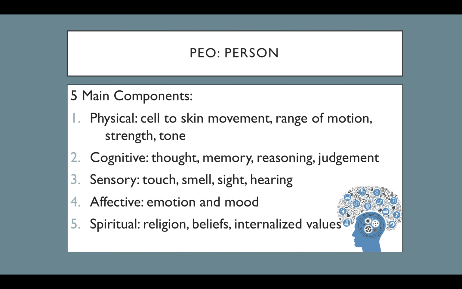So when looking at the person, we think of it as having 5 main components. And these are the physical, the cognitive, the sensory, the affective, and the spiritual. So the physical component is skin, movement, range of motion, strength, and tone. The cognitive component is thought, memory, reasoning, and judgment. The sensory component is touch, smell, sight, and hearing. The affective component is emotion and mood. And the spiritual component is the essence of self, religion, beliefs, internalized values, and many times the connections to something greater than yourself. So all of these components come together to create what we see as the person.